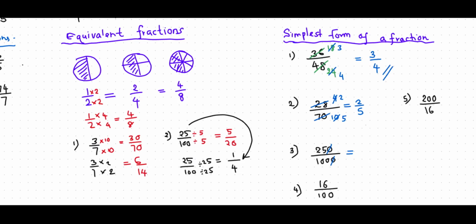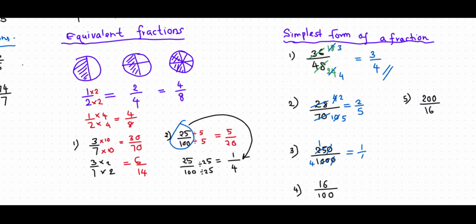Third one, 250 and 1000. Ends with 0, so we can divide by 10. 10 means cancel off the zeros. Then it is 25 over 100. Can divide by 5, or you can divide straight away by 25. Here, the same thing as this one. 25 times 1, 25 times 4, it is 1 over 4.